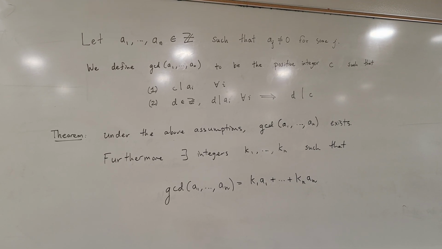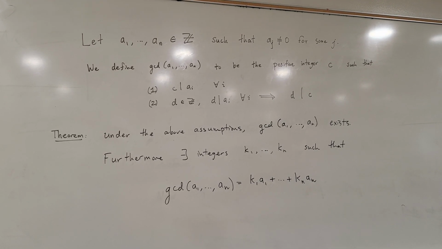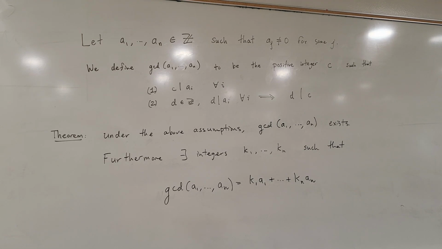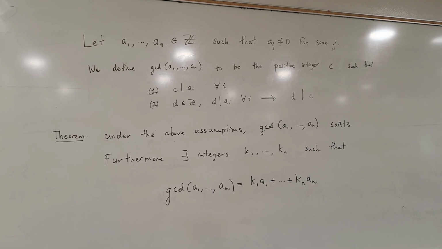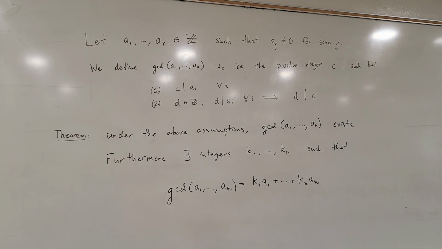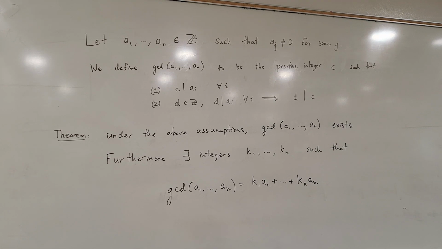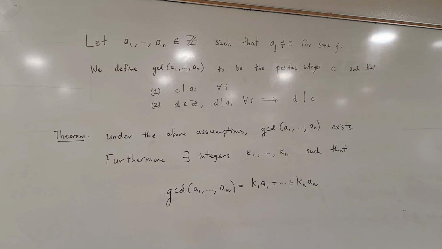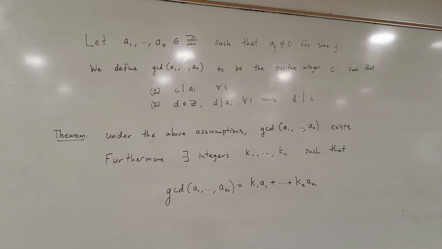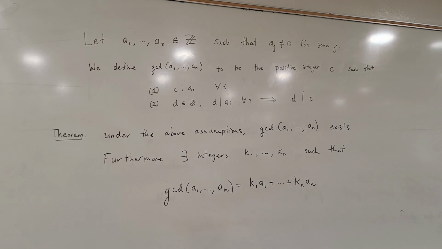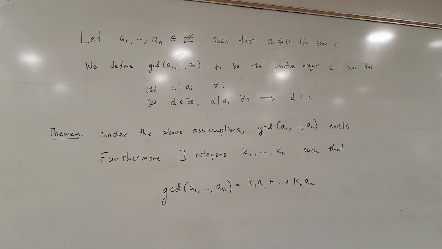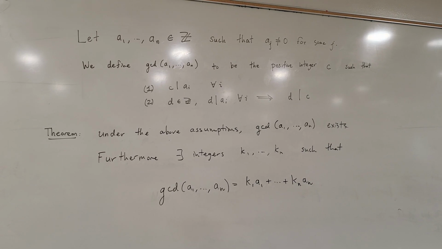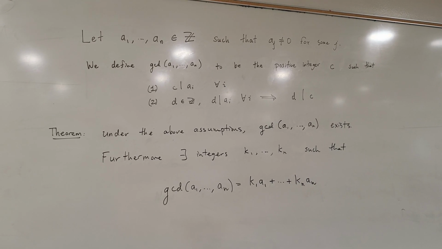We're going to define the GCD of these integers to be a positive integer c such that condition 1 holds, which states that c is a common divisor of all of the a_i. And secondly, for any other common divisor, the common divisor is also a divisor of the GCD. Okay, so that's condition 2.